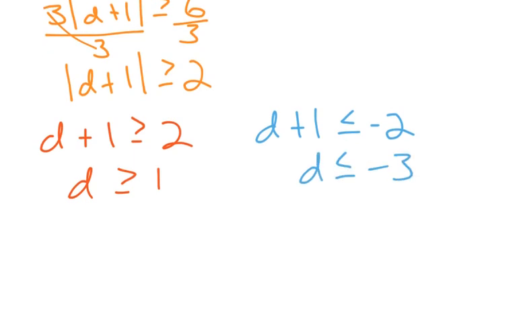Okay, so let's go ahead and graph. We've got a little more room down here at the bottom. So negative 3 is smaller, 1 is bigger. We're going to have closed circles at both this time.